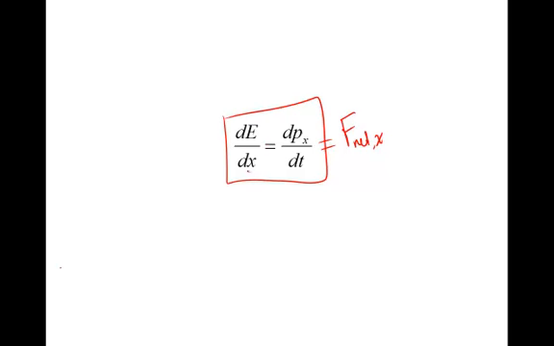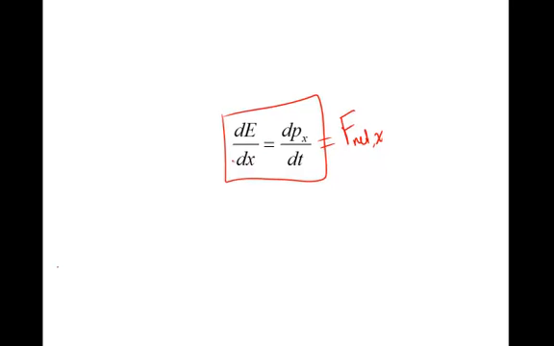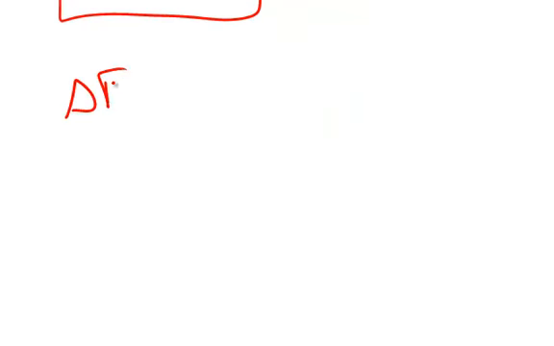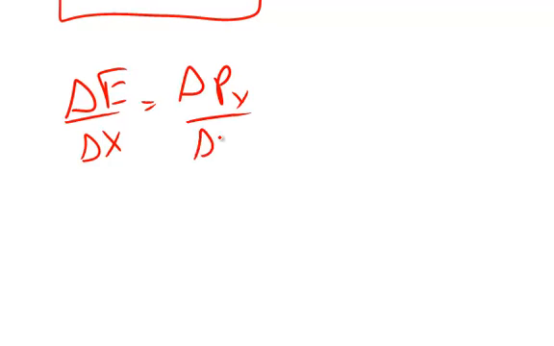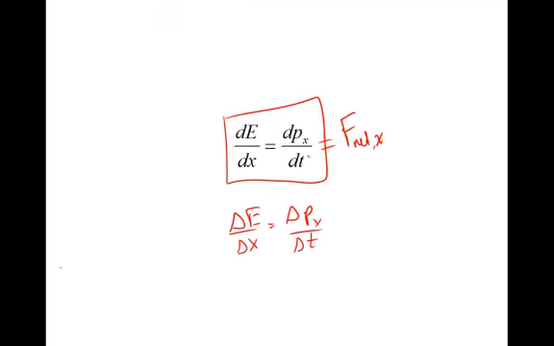We can also write this in terms of the finite differences as delta E over delta x is equal to delta px over delta t. These equations are the same, and they're really saying the same thing. So we're going to spend some time plotting E as a function of x.